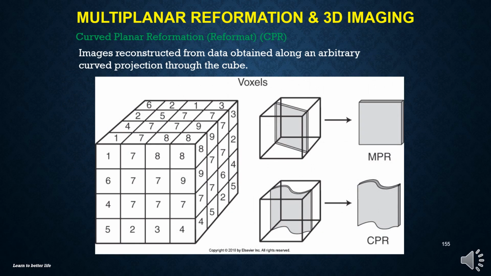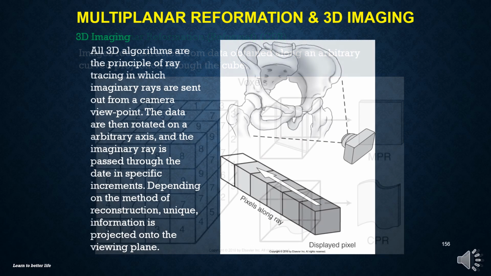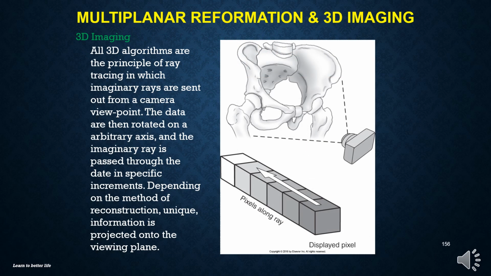Curved planar reformation, reformat, CPR, is images reconstructed from data obtained along an arbitrary curved projection through the cube. 3D imaging. All 3D algorithms are based on the principle of ray tracing, in which imaginary rays are sent out from a camera viewpoint. The data are then rotated on an arbitrary axis, and the imaginary ray is passed through the data in specific increments. Depending on the method of reconstruction, unique information is projected onto the viewing plane.